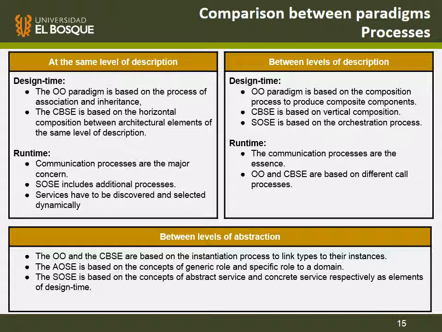In the runtime, the communication processes are the essence, and the object-oriented and the component-based are based on different call processes. And finally, in the between levels of abstraction category, the object-oriented and the component-based software engineering are based on the instantiation process to link types to their instances. The agent-oriented software engineering is based on the concepts of generic role and specific role to a domain, and the service-oriented is based on the concepts of abstract service and concrete service as elements of design time.